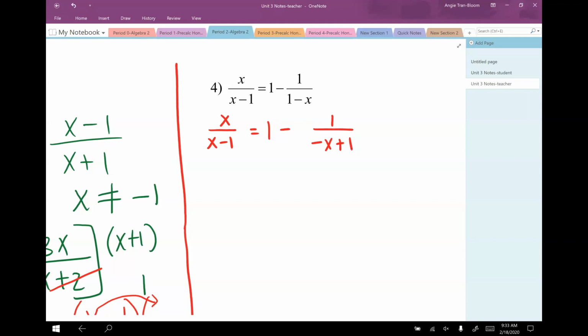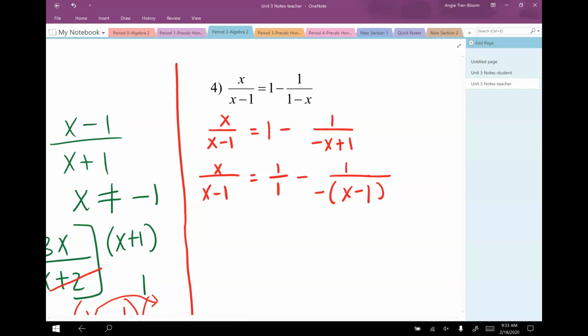Would you agree that if we don't write this in standard form, you're more inclined to say that your LCD is the quantity of x minus 1 times the quantity of 1 minus x? Now that we have rewritten this in standard form, what can I factor out on this last fraction? Factor out a -1. So we're rewriting x over x minus 1 equals 1 over 1, minus 1 over, take out -1, what's left? x minus 1. Whoa. Can you see those two factors are now exactly the same?